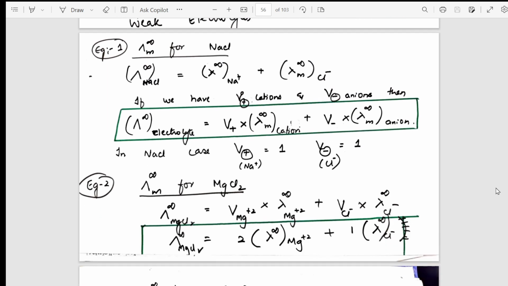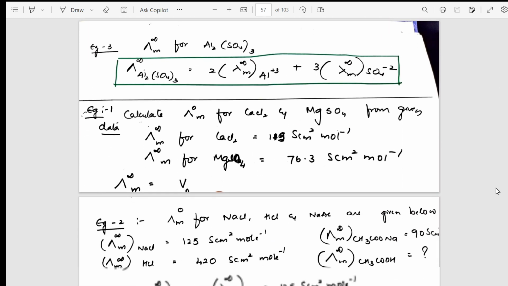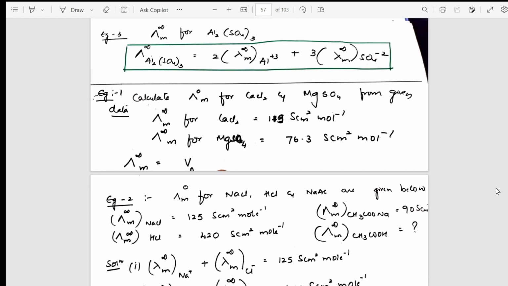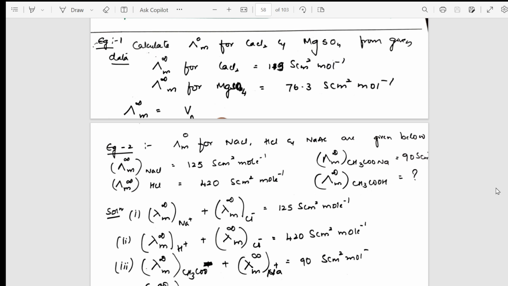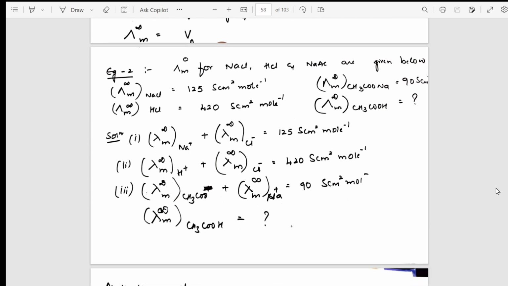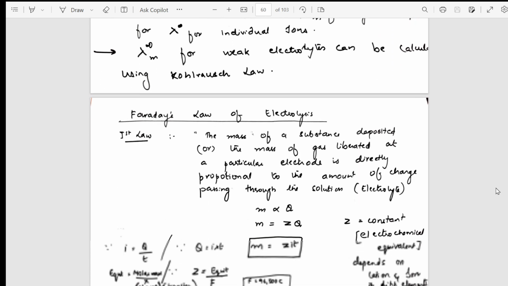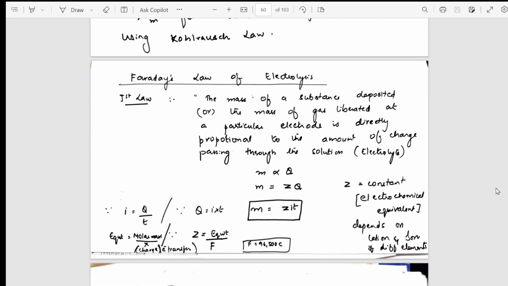Now, I've taken different examples for Kohlrausch law here. 2 examples. Gradually, 3 more examples, and I started solving certain numericals in this. I'll zoom in. I started solving certain numericals also in this, applying the Kohlrausch law. All right. Then from there, applications of Kohlrausch law, and then I came into a concept called Faraday's laws.